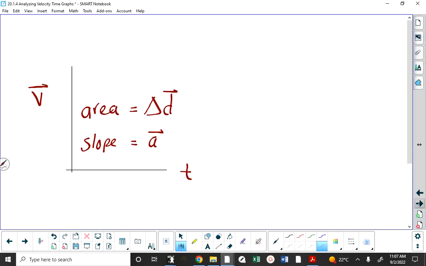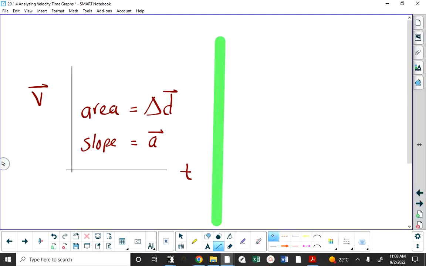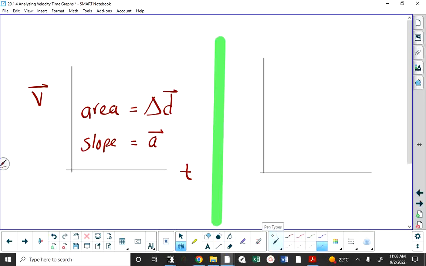If you compare that to a position time graph, it doesn't matter what it looks like, just like it doesn't matter what that velocity graph looks like. Those things are true. The only thing we can really say here is that the slope equals velocity. That's the only information you can get from a position time graph: velocity.